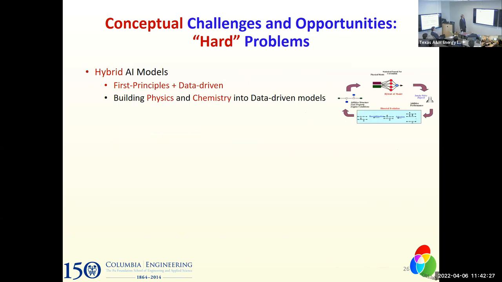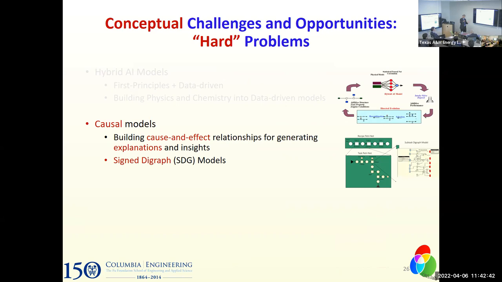The hard problems are, how do you build hybrid AI models? How do you put first principles and data-driven techniques together? How do you build physics and chemistry into our models? How do you build causal models so that you can explain mechanistically what the problem is? And again, these things were also demonstrated 20, 30 years ago, but there are a lot more opportunities here because there's still much more need to be done.